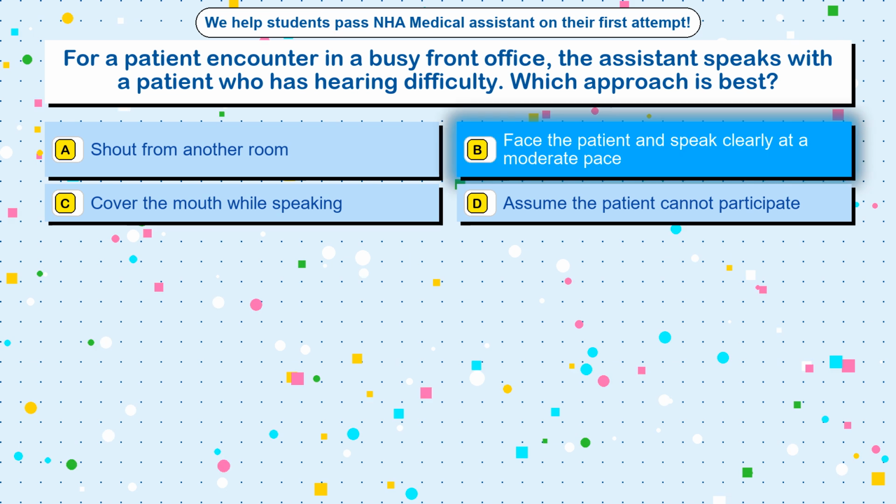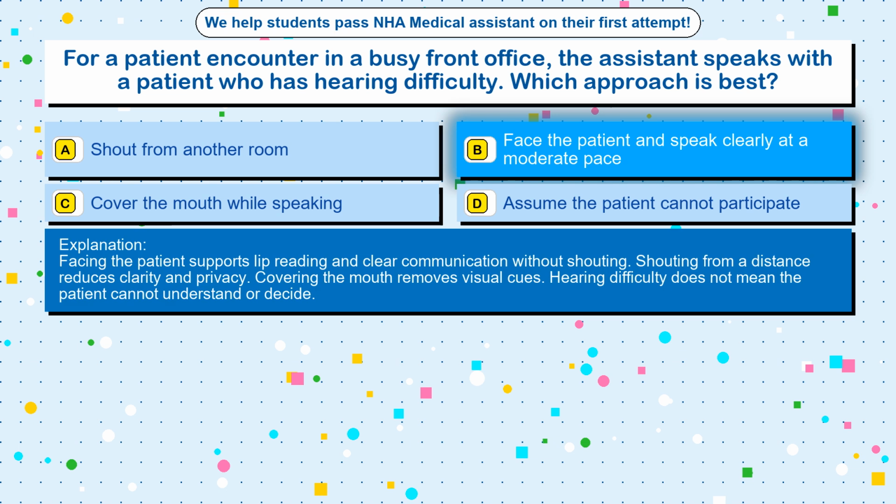The correct answer is option B, face the patient and speak clearly at a moderate pace. Facing the patient supports lip reading and clear communication without shouting. Shouting from a distance reduces clarity and privacy. Covering the mouth removes visual cues. Hearing difficulty does not mean the patient cannot understand or decide.